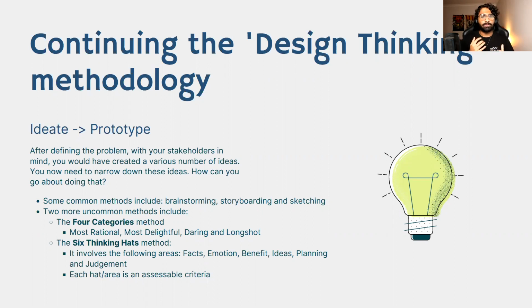Two other methods I want to bring up to you guys. The first one is the 4 categories method, and some of you may have heard of it. Essentially, the 4 categories method allows you to categorize your ideas into 4 different categories: most rational, most delightful, darling, and long shot. This allows you to look at it from a different perspective. What if we look at it from the perspective of the end user? Which one would be the most rational idea that they would go with, or the idea that will give them the most joy?